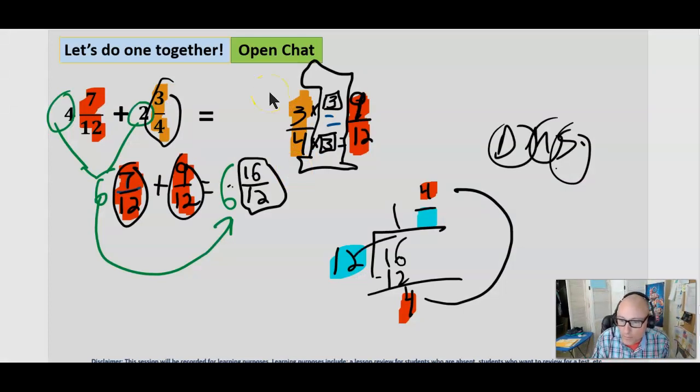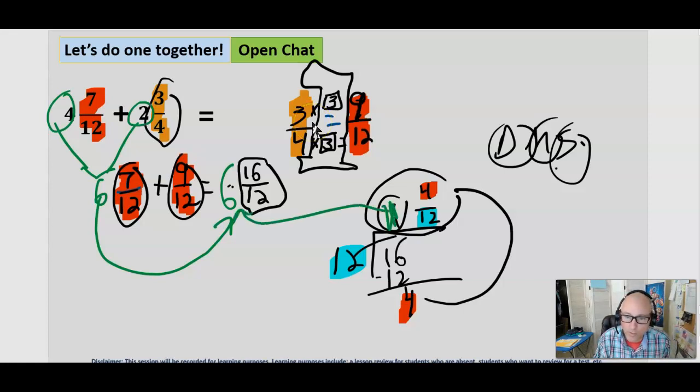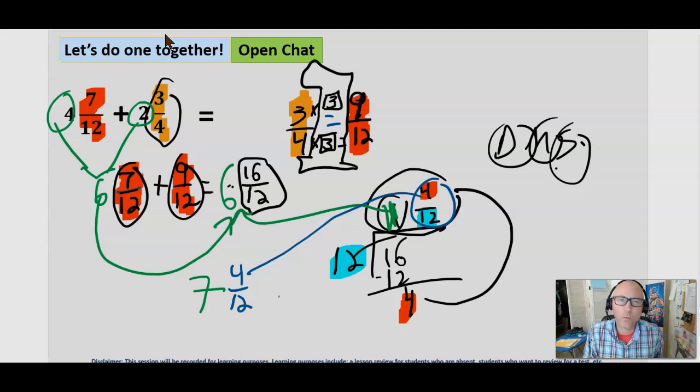Okay, and then the 12th goes here, so we have 1 and 4/12. We can put that 1 here because it's a whole number. With this 6 whole number, 6 plus 1 is 7, but we still have our 4/12 from here, so 7 and 4/12. And they say simplify. That's why this stuff takes so long, because you're really doing like 4 kinds of skills sometimes with one problem.